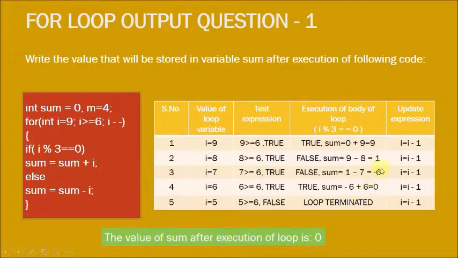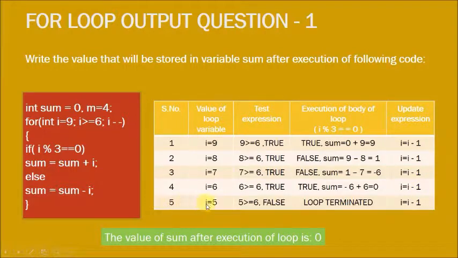Please see carefully. The value of sum was initially minus 6. So minus 6 plus the value of I, which you have seen here is 6. So minus 6 plus 6 becomes 0. After executing this statement, the else part will not be executed, and we will again go to the update expression, I is equal to I minus 1. Now the value of I is 6, so 6 minus 1 will become 5.